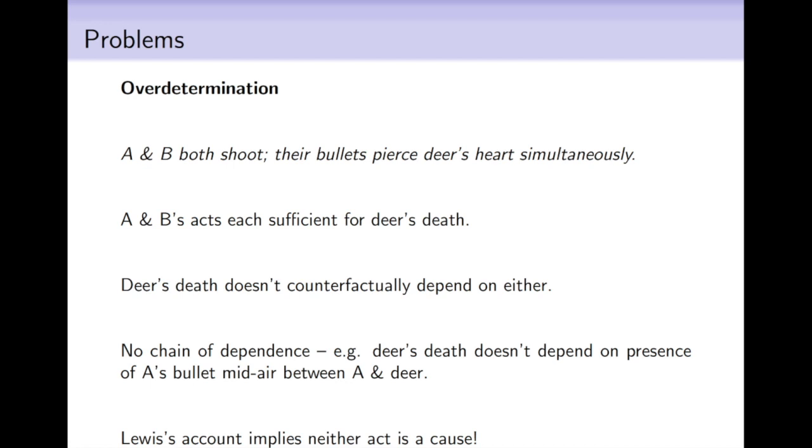And here, there's no chain of counterfactual dependence, right? Consider the bullet midair between Alice and the deer. The deer's death doesn't counterfactually depend upon that in this scenario, because even if that bullet hadn't been there, presumably there would still be a bullet midair between Bob and the deer, and the deer still would have died. So it seems that there's no causal chain, nor any counterfactual dependence, connecting Alice's shot to the deer's death. And exactly the same reasoning shows that there's no causal chain or relation of counterfactual dependence connecting Bob's shot to the deer's death. So it seems that Lewis's account is going to treat neither Alice's nor Bob's shot as a cause, but probably most people would like to say that both are causes, and not neither.